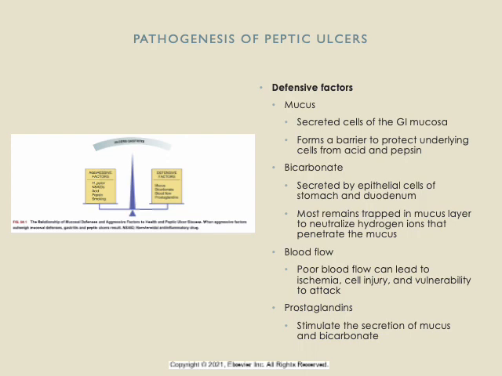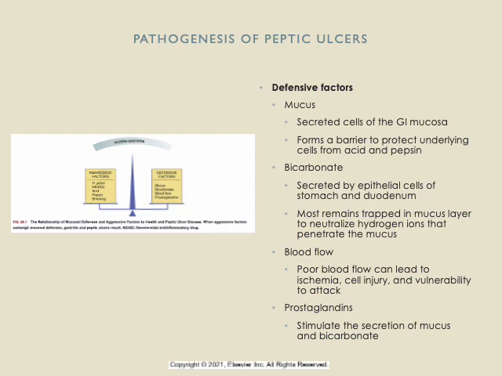The major defensive factors that we have are mucus and bicarbonate. The major aggressive factors are H. pylori, NSAIDs, gastric acid, and pepsin. Okay, so they're on different teams, and when we have an imbalance, things go wrong.